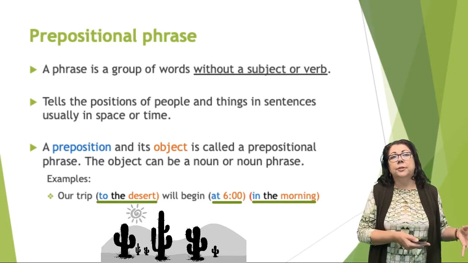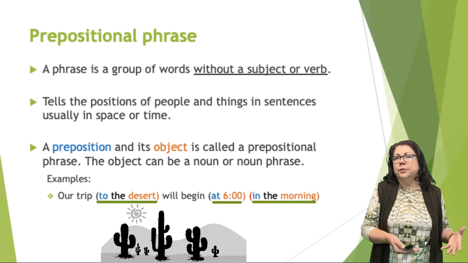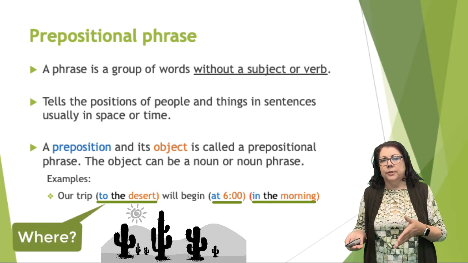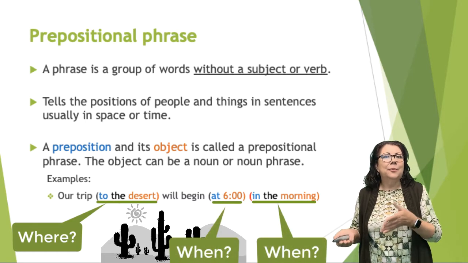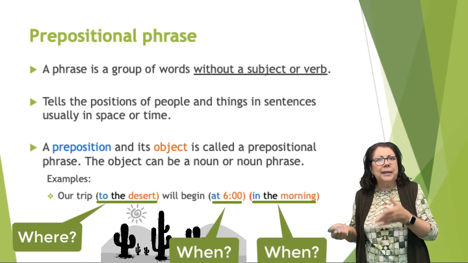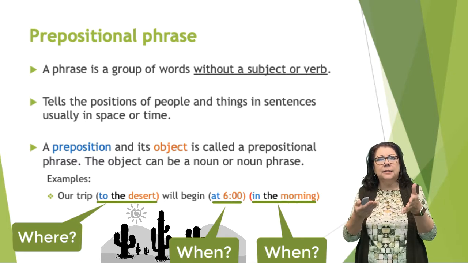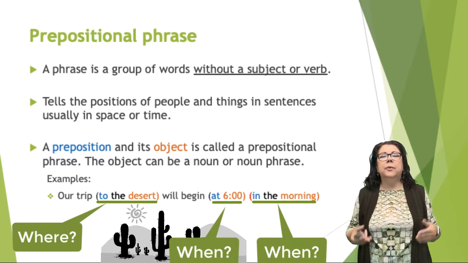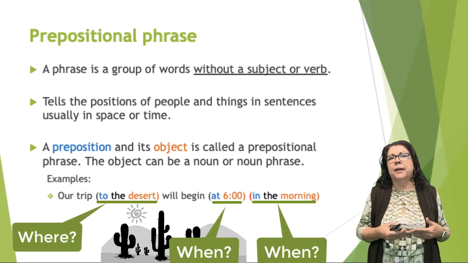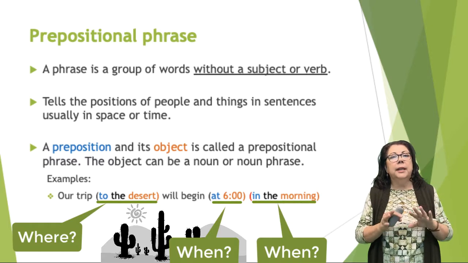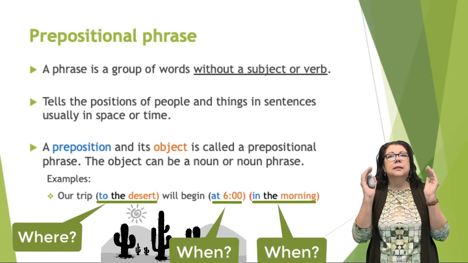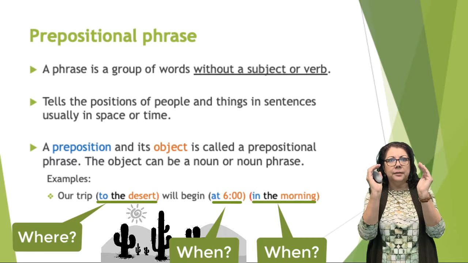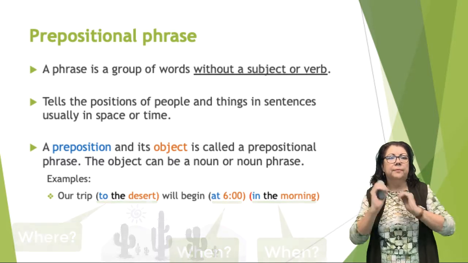So we have our trip. And where's our trip? To the desert. When will it begin? At 6 in the morning. When? In the morning. So at 6 in the morning. Here we have two prepositional phrases that are together, but again, they're separate phrases. So don't think of it as at 6 in the morning, all one phrase. Okay, they are two separate ones.